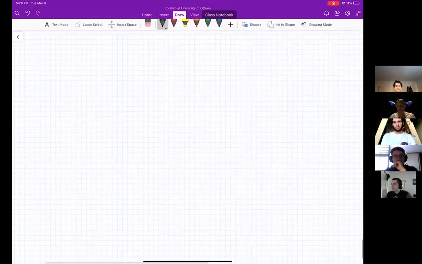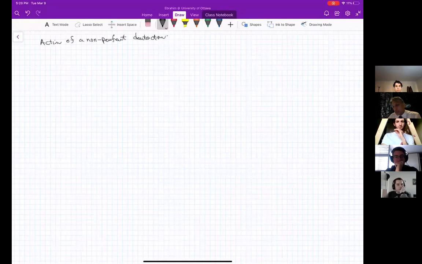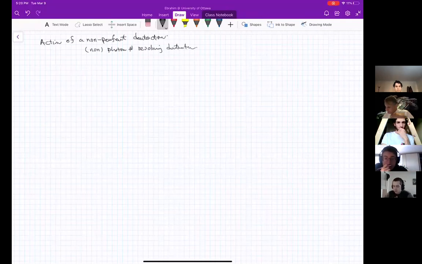Now let's go to the action of beam splitter, or let's say having action of a non-perfect detector. Or even what I can say to you, a detector which is not photon number resolving detector. Non-photon number resolving detector. Okay.